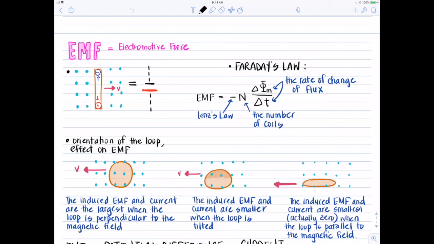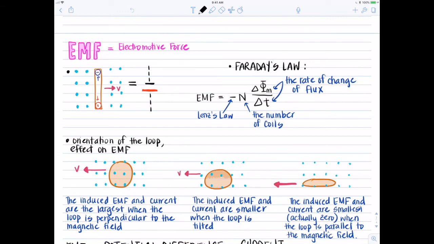When the cross-sectional area is tilted, we see the case where we have a component of the field lines that would be perpendicular to the cross-sectional area. Then we would see that the induced EMF and current are smaller than when the cross-sectional area is at 90 degrees. So we would be using a component of B, and that component would be B cosine theta. So we'd use B cosine theta instead of B in all of our calculations.